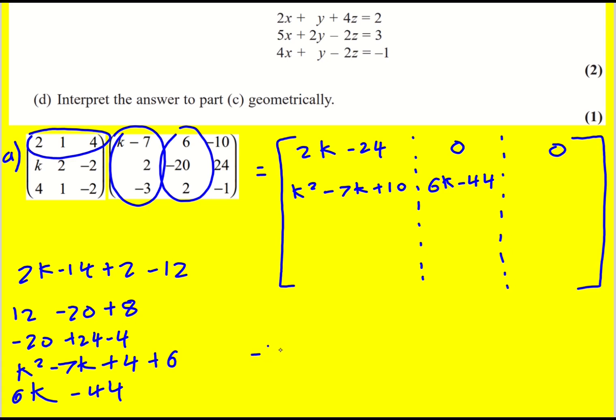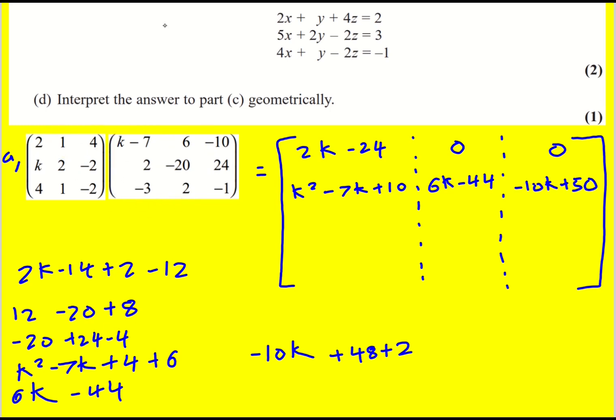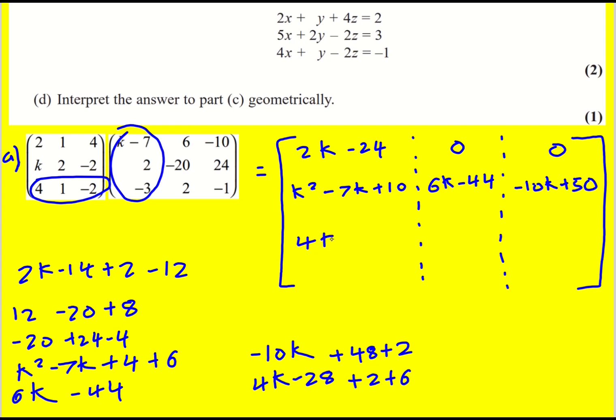And then minus 10k plus 48 plus 2, which gives minus 10k plus 50. Finally, let's deal with the last row. So I'm going to get 4k minus 28, plus 2 plus 6 gives 4k minus 20. Then 24 minus 20 minus 4 gives 0.